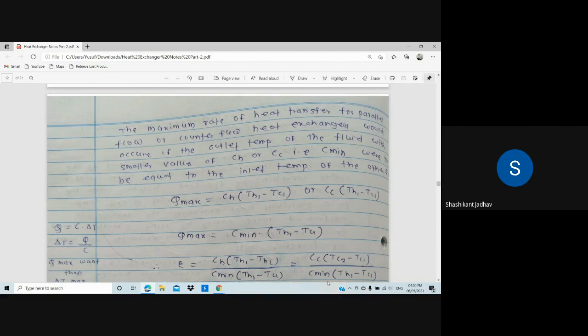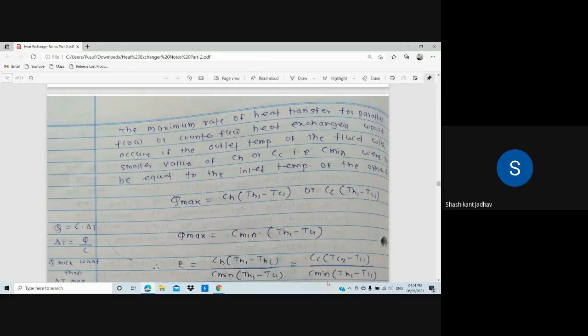Okay, so in that way we have to take the equation for the Q max. All of you write down the equation for the Q max. Q max is equal to CH into bracket TH1 minus TC1, or CC into bracket TH1 minus TC1.